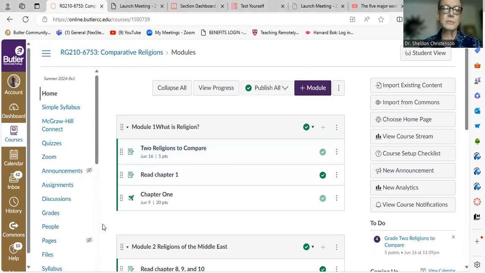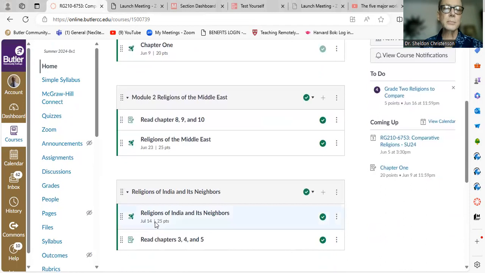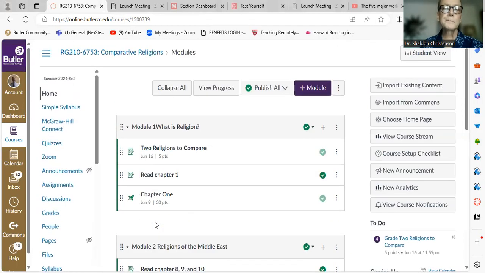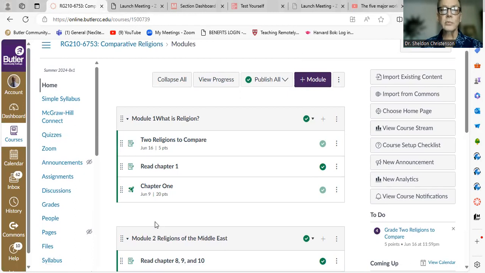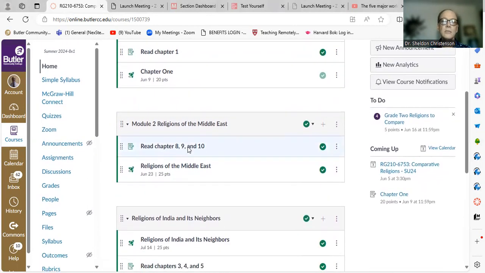I've divided this up into 5 modules for the 8-week course. Usually, most weeks it's 3 chapters. We start with what is religion? Chapter 1, and there's a quiz. There's an assignment to submit two religions that you want to compare. Then we go to the Middle East, religions of the Middle East. I like to start in the Middle East and go eastward around the planet, where we'll talk about Judaism, Christianity, and Islam.